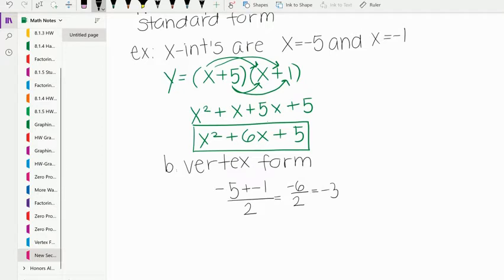So far we have the x value of the vertex. To find the y value, you can plug it in. So you can actually plug it in to this equation right here or this one.